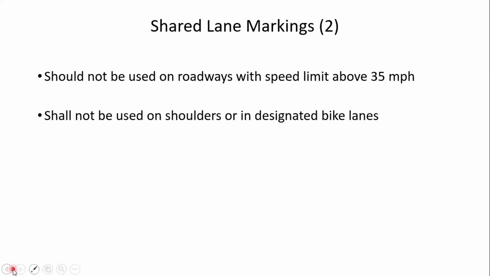Shared lane markings are discussed in the Manual on Uniform Traffic Control Devices. They should not be used on roadways with speed limit above 35 miles per hour. And notice the manual says they shall not, a requirement, they shall not be used on shoulders or in designated bike lanes.